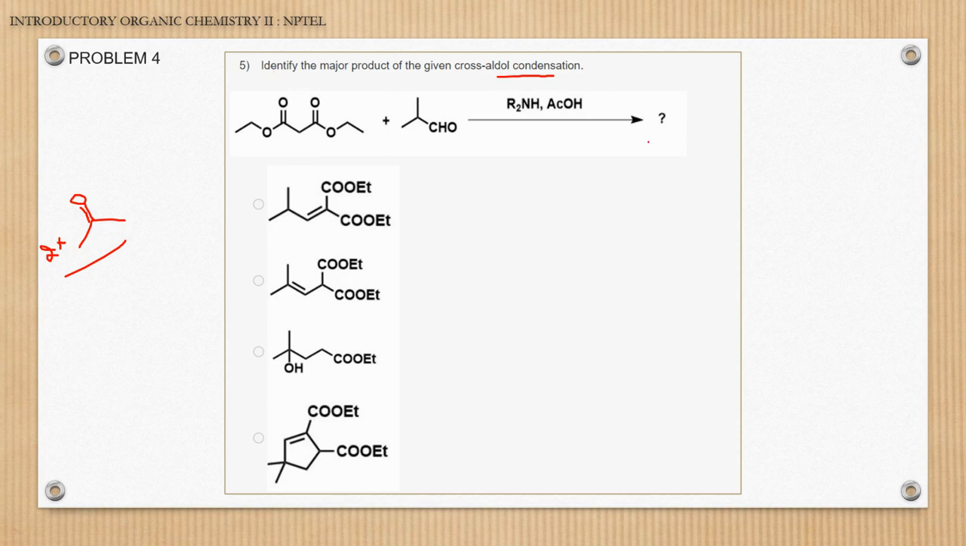So you have to identify the major product. What is happening in the reaction? They have treated this ester, a diester, with this aldehyde in the presence of a secondary amine and acetic acid. Okay. So now, can anyone guess what this secondary amine will do?